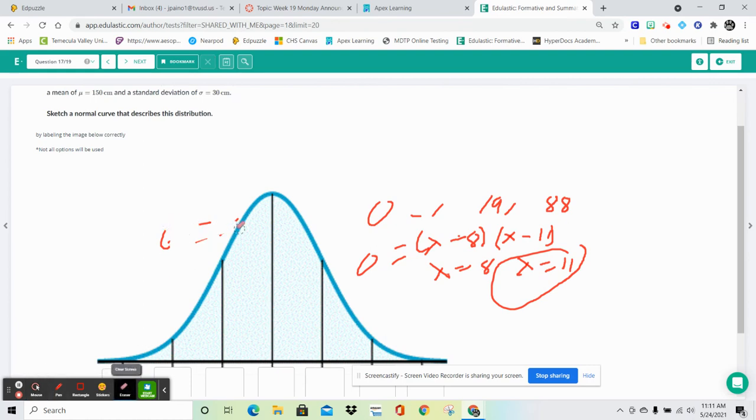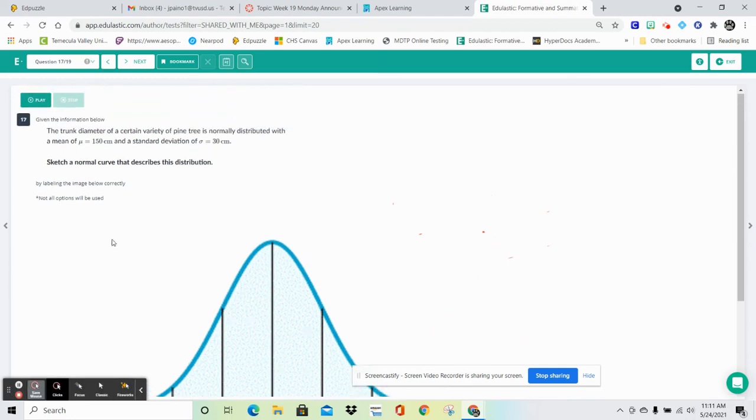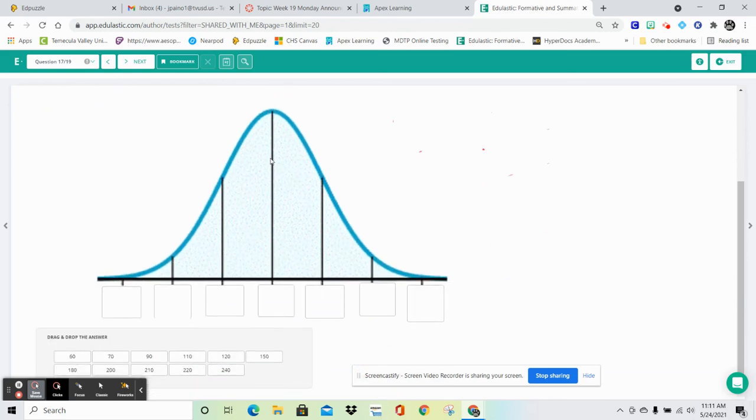Okay, so it looks like we got some empirical rule here. It says the trunk diameter of a certain variety of pine tree is normally distributed with a mean of 150 centimeters and a standard deviation of 30 centimeters. Sketch a normal curve that describes this distribution by labeling the image below correctly. Not all options will be used.